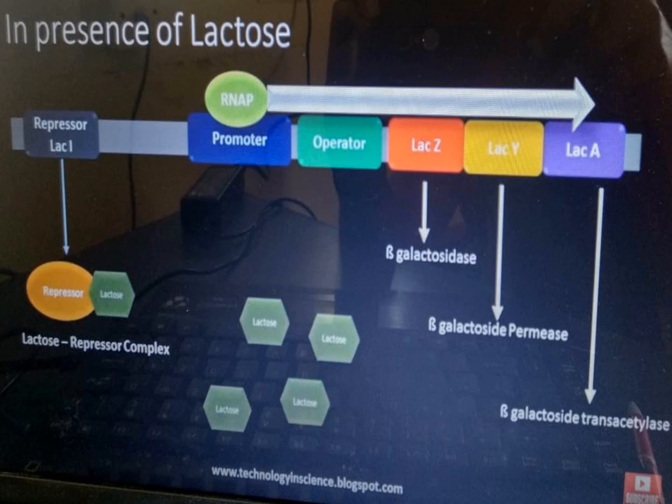In this, we must differentiate: when lactose is absent from the environment, the operon is off. When lactose is present in the environment, the operon is on. If there is no lactose in the environment, the operon is off. That is the concept of the lac operon.